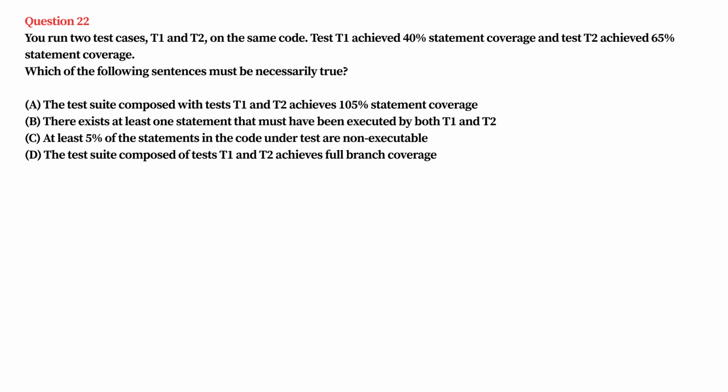Answer A is not correct. Coverage is always defined as the percentage of the covered elements. Therefore, it cannot exceed 100%. Answer B is correct. If the statements executed by T1 and T2 were disjoint, the coverage of the test suite T1, T2 would be 105%, which is impossible. See answer A. Therefore, at least 5% of executable statements must have been executed by both T1 and T2.